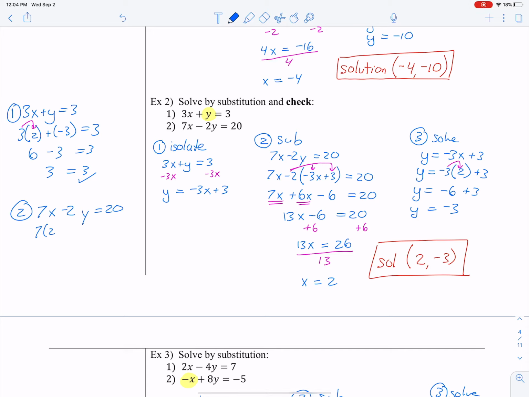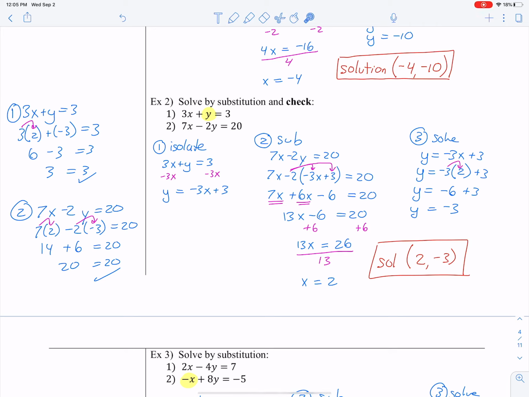So 7 times 2 minus 2 times negative 3 is equal to 20. And you can multiply that. So you get 14 plus 6 is equal to 20. So you get 20 is equal to 20. Okay, so this works in both of them, so it is a solution.